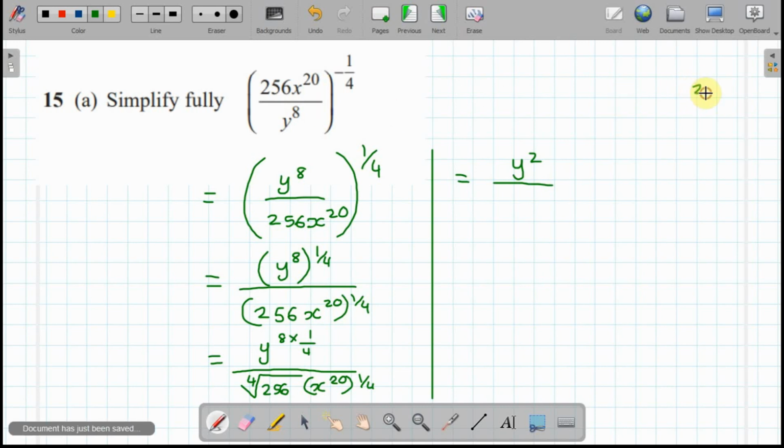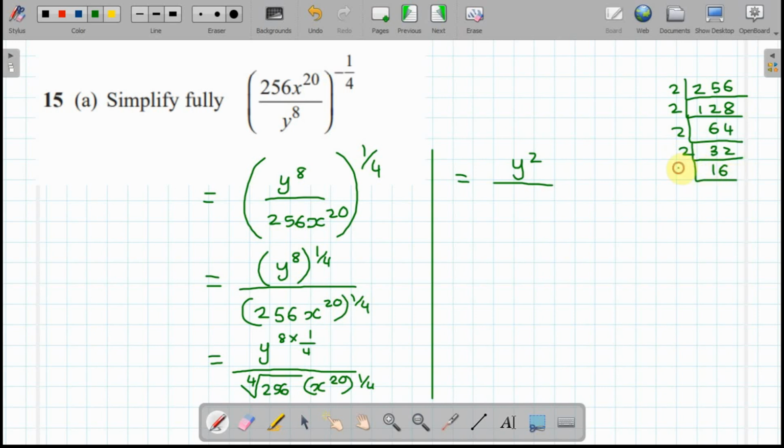So 256, and I'm going to keep dividing it by prime numbers. So divided by 2, that gives me 128. Divided by 2, that gives me 64. Divided by 2, gives me 32. Divided by 2 gives me 16. Divided by 2 gives me 8. Divided by 2, that gives me 4. Divided by another 2, that gives me another 2. Divided by 2, that gives me 1.